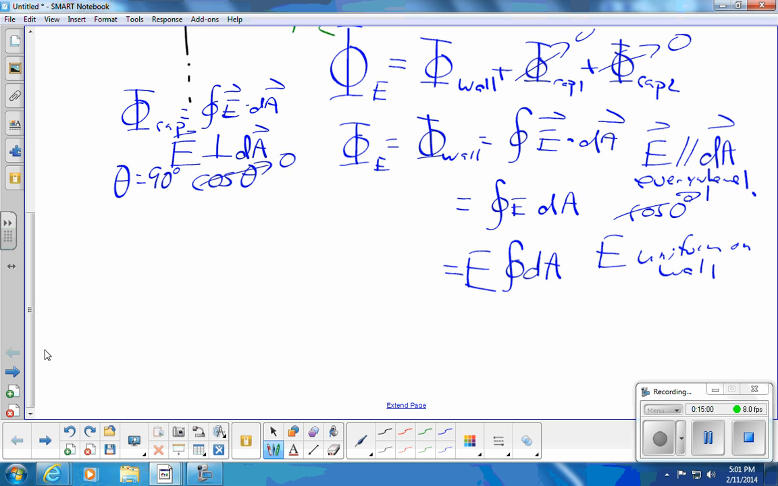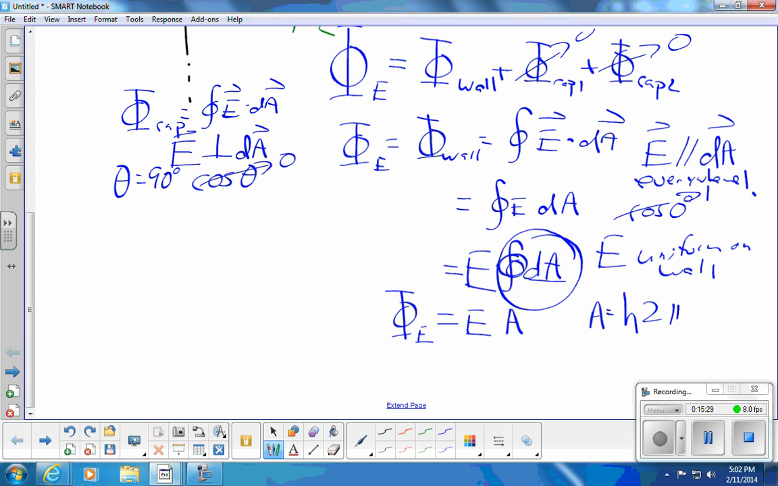And I don't have to do anything fancy with that surface integral. This says, what do you get when you add up all the dAs over the surface of that wall? You get the area of the wall. So the total electric flux is E times the area of the wall. And the area of the wall, we came up with yesterday, the wall is essentially a rectangle of length h and width of the circumference, which is 2 pi r.